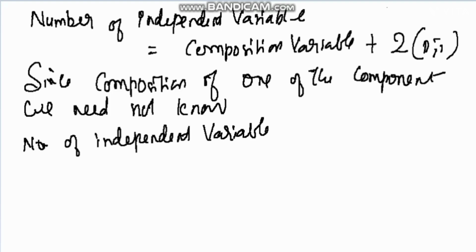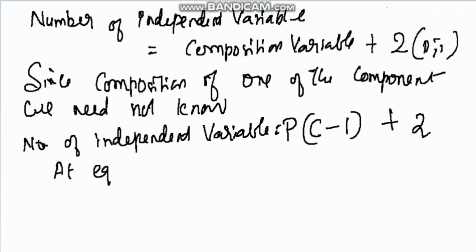For P number of phases, we can take it as P into C minus 1. So in the place of the composition variable we can write P into C minus 1, and then plus 2. So the number of independent variables will be equal to P into C minus 1 plus 2.